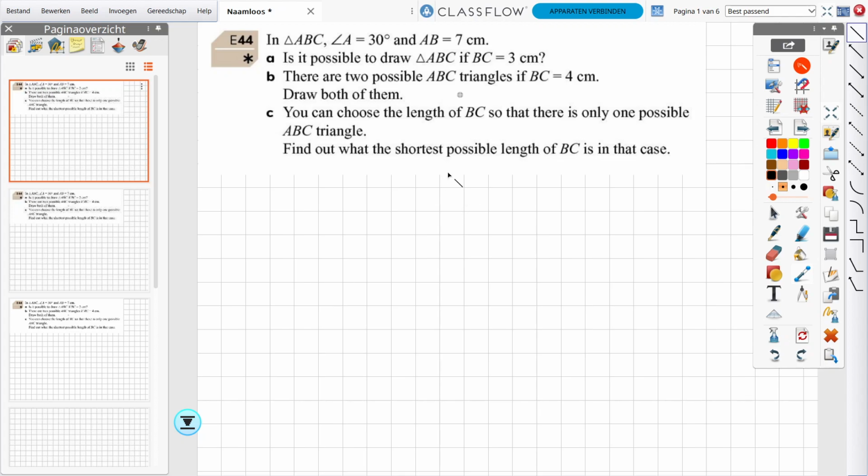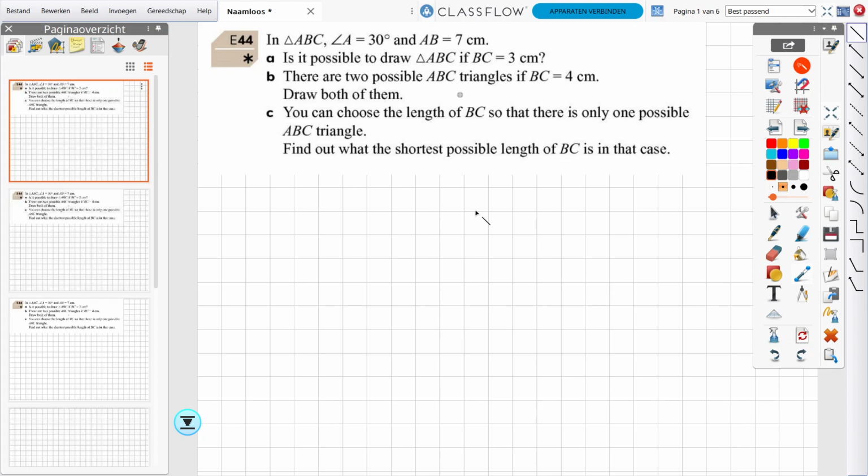Hey, welcome back everybody. We're going to take a look at exercise 44, which is the first, I think, homework exercise of this particular lesson, which starts with quite a difficult one, I would say. So if you have trouble with this one, I think that is quite understandable.